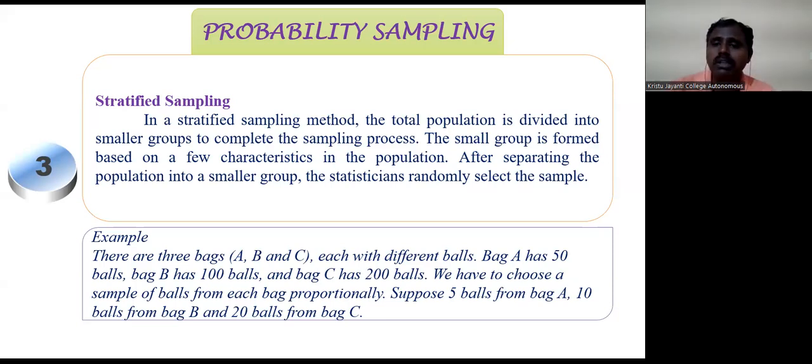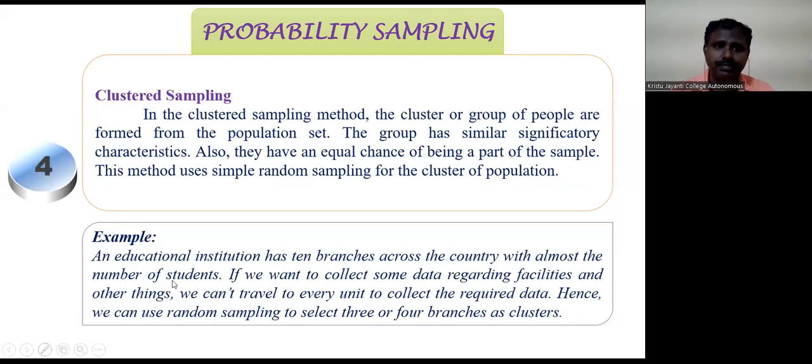So the total population is divided into smaller groups to complete the sampling process. The small groups are formed based on a few characteristics in the population. Then after separating the population into smaller groups, the statisticians randomly select the sample. That is known as stratified sampling.